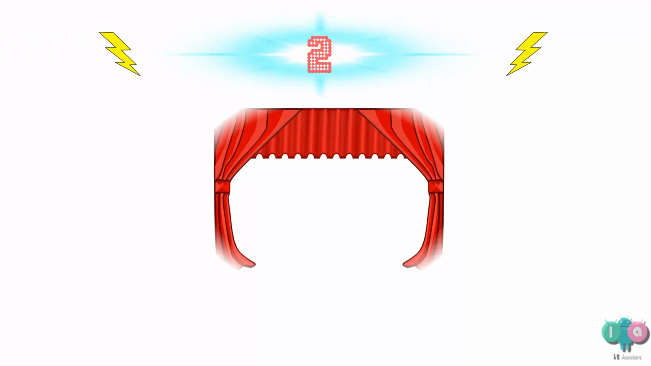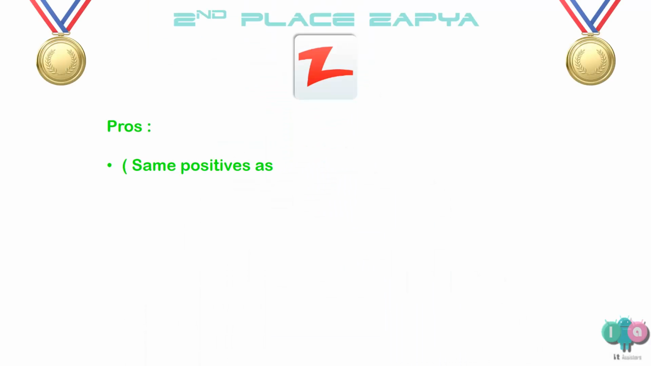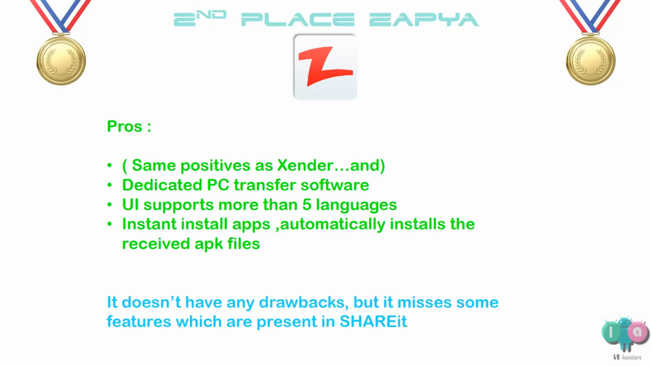Second place is Zapya. Yeah, SHAREit has additional features, and Zapya also has additional features, but all the features present in Zapya are present in SHAREit. But all the features present in SHAREit are not present in Zapya, so Zapya gets the second place.